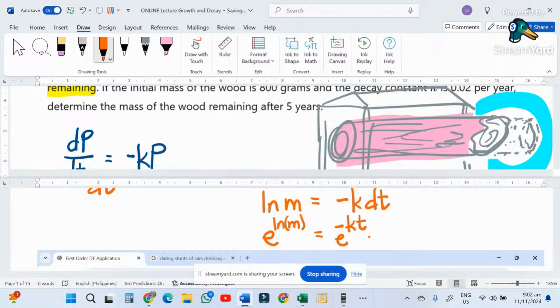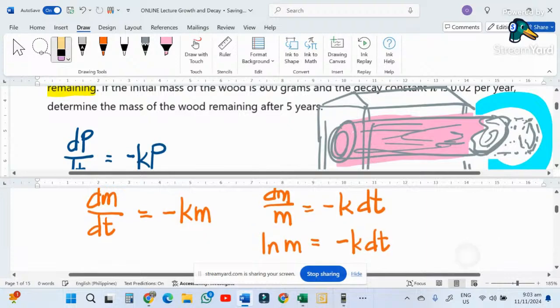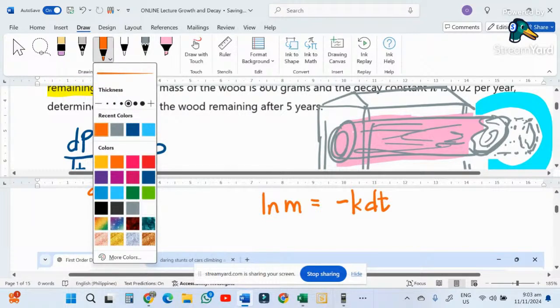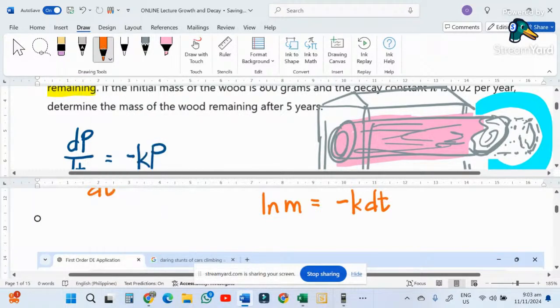Wait, I don't have much space. Sorry for the disturbance. Okay, I'll just write very little here. Okay, here.